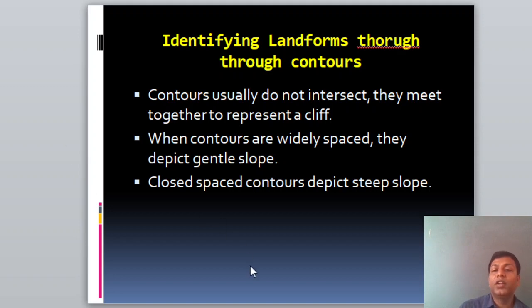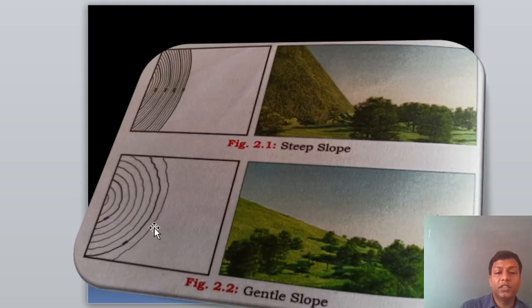Contours usually do not intersect. Two different contour lines never meet together. They meet together only to represent a cliff. When contours are widely spaced, they depict a gentle slope, as I told you. Closely spaced contours depict a steep slope, as you saw in this picture. I hope it is clear.